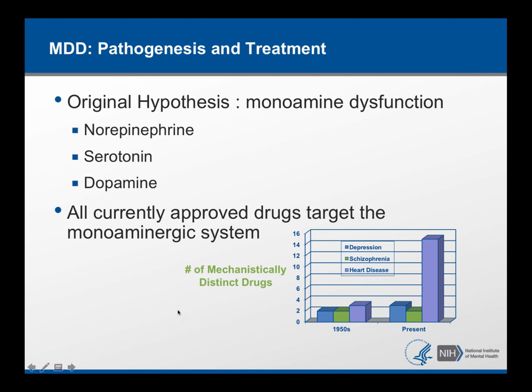And this is just a graph showing part of our problem with depression treatment right now. This is the number of mechanistically distinct drugs in the 1950s and at present for depression, schizophrenia, and heart disease. And you can see between the 1950s and now, there's been a huge increase in the number of unique targets that we have for treating heart disease. However, with depression, since the 1950s, there's only been one new mechanistically distinct drug developed, and that's the class of SSRIs. So clearly there's a fundamental problem with CNS drug development right now.